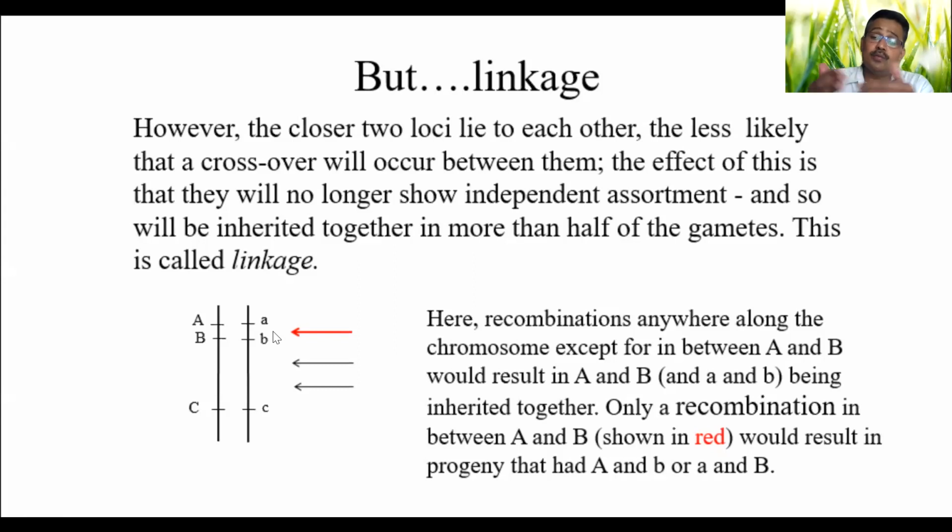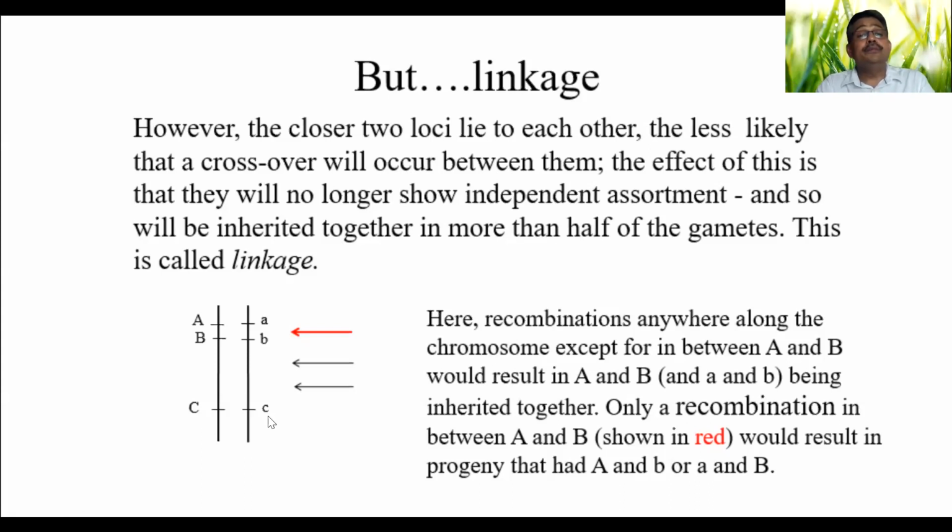Even though pairing of homologous chromosomes happens and exchange of chromatid segments happens, if the loci within the chromosome are very tightly linked, there is less chance for recombination. The crossover will occur between them, and the effect is that they no longer show independent assortment. So if the loci are very close, there is less chance of recombination; it's tightly linked. If they are a little farther away, recombination occurs.